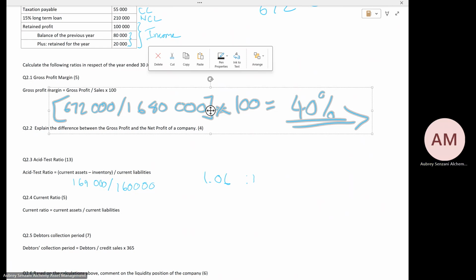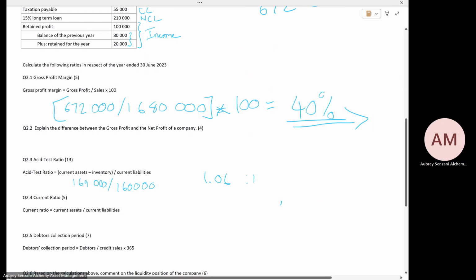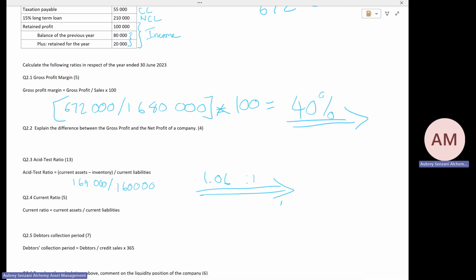Comments? It's 0.06 above our current liabilities. For every 1 rand of liabilities, we have 1.06. Okay. So we have more current assets than current liabilities. What else would you say? Is it 2-to-1 for the asset test, or is it 2-to-1 for your current ratio?